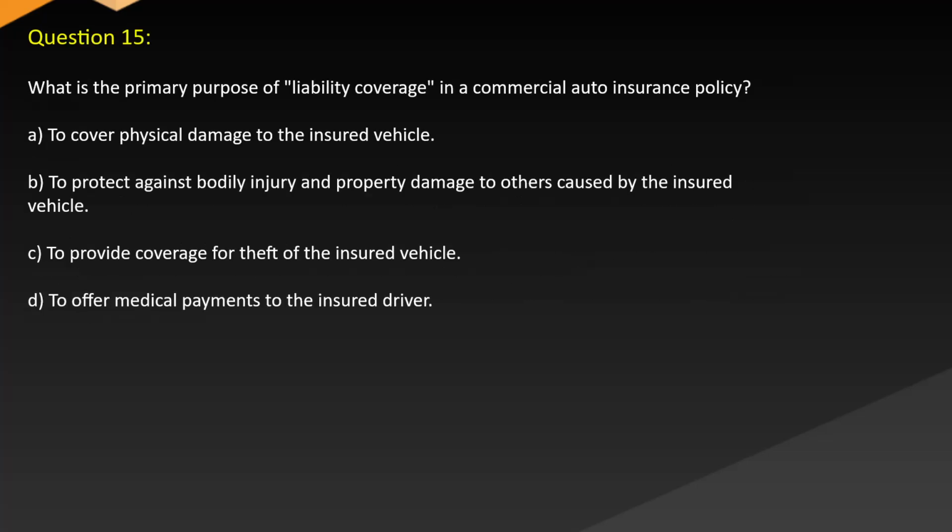Question 15. What is the primary purpose of a liability coverage (ICA) commercial auto insurance policy? A. To cover physical damage to the insured vehicle. B. To protect against bodily injury and property damage to others caused by the insured vehicle. C. To provide coverage for theft of the insured vehicle. D. To offer medical payments to the insured driver.